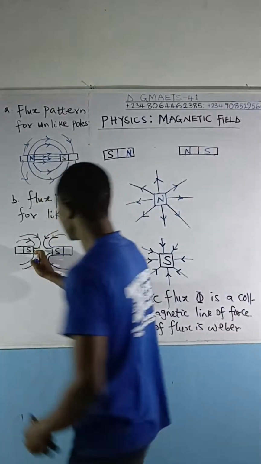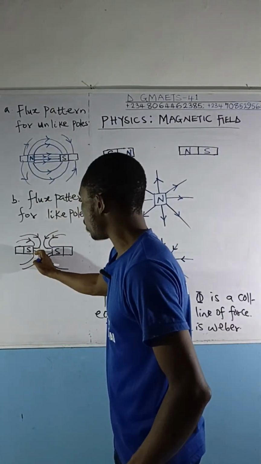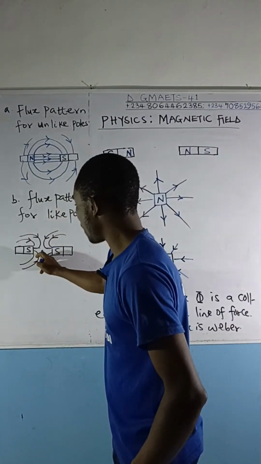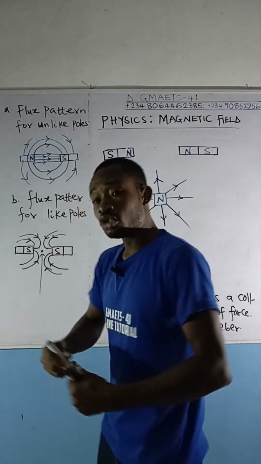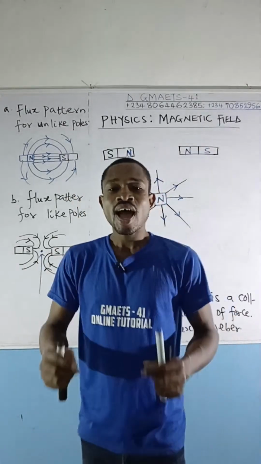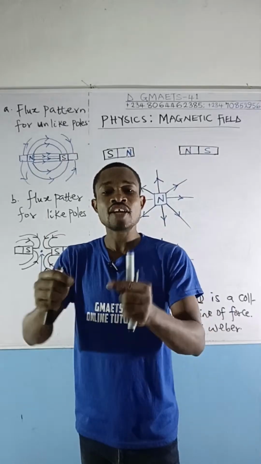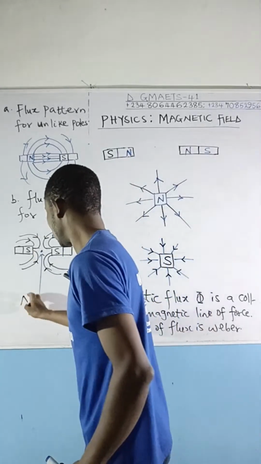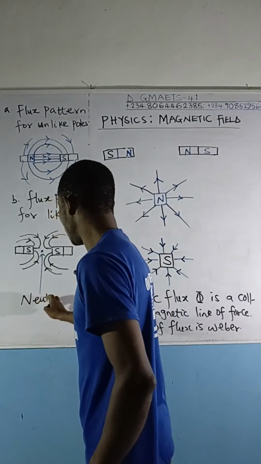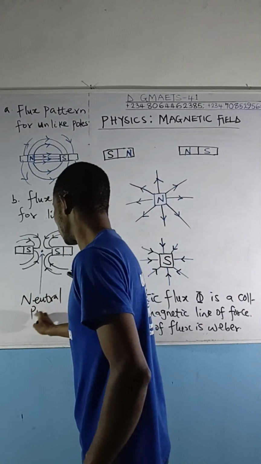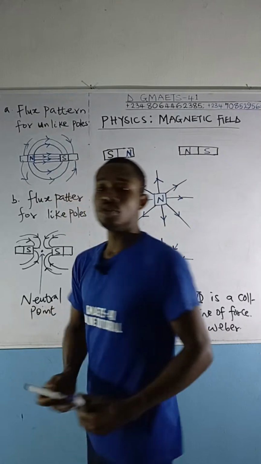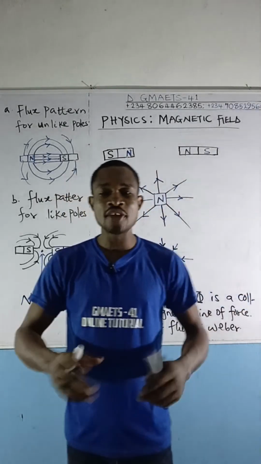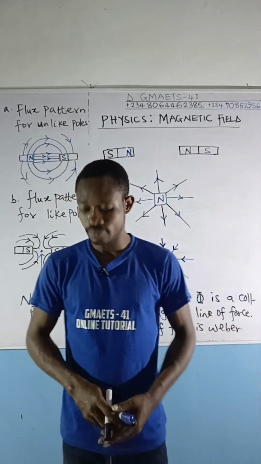So the middle here is called what? The neutral point. Take note. Neutral point is defined as a point where line of forces do not cross. Neutral point. A point where line of forces do not cross.